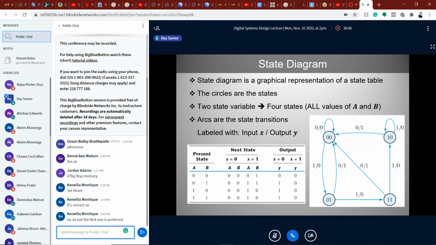Now, let me just do one more. If we get a 1 at the 0, 0 state, then where do we transition to? Well, based on the edge or the arc, we look at the arc with a 1 on the input, which is this one here. Let me identify it for you. So this is the 1 on the input.